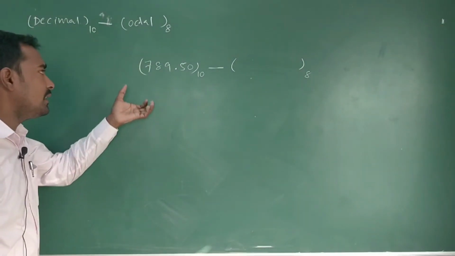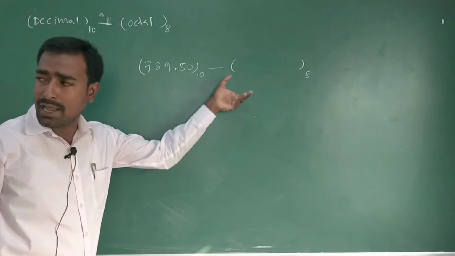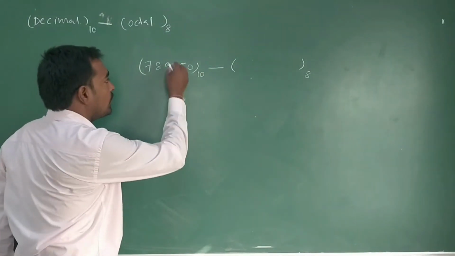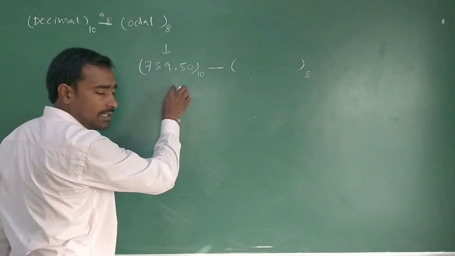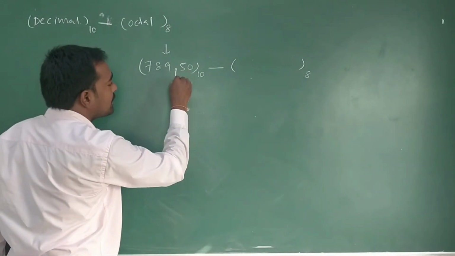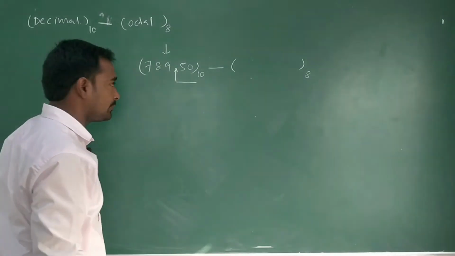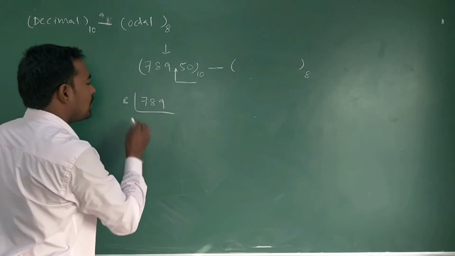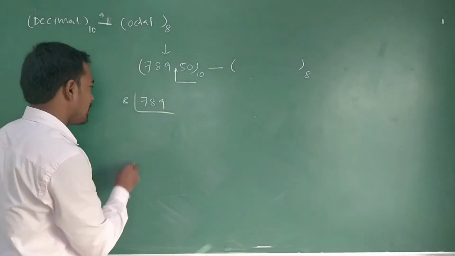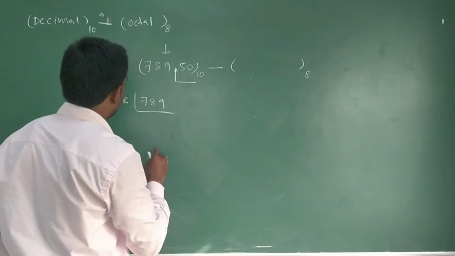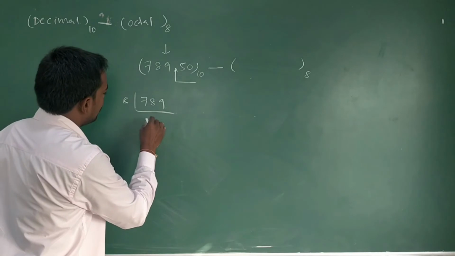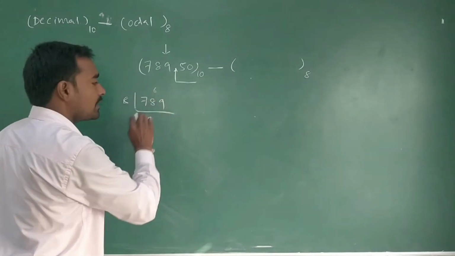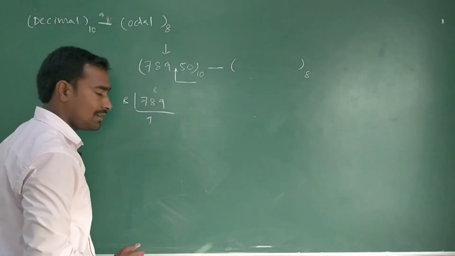When we are converting a decimal number into an octal number, again we have to divide by 8. We have to take the parts individually, before and after the fraction point, which is also called the break point. Take 789 and divide by 8. 8 nines are 72, and we have the remainder 6, and here we have 98.